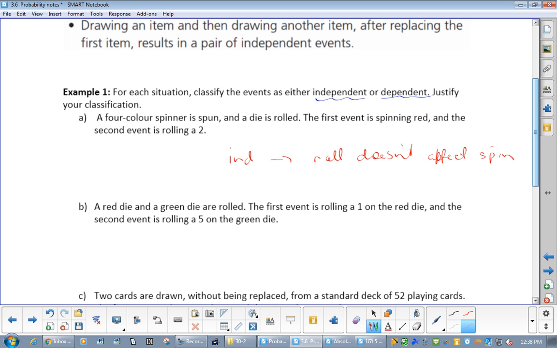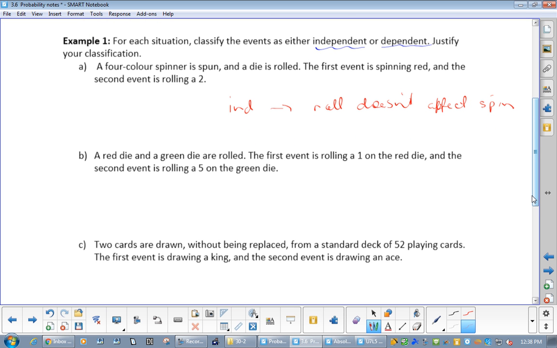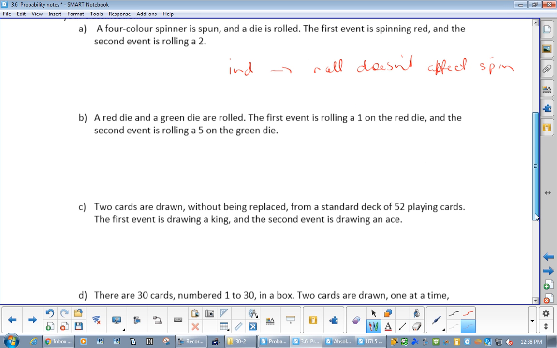Or vice versa. Okay, a red die and a green die are rolled. The first event is rolling a 1 on the red die, and the second event is rolling a 5 on the green die. Independent or dependent? Independent, yes. The red die doesn't affect the green die.